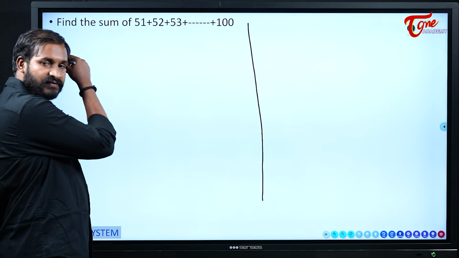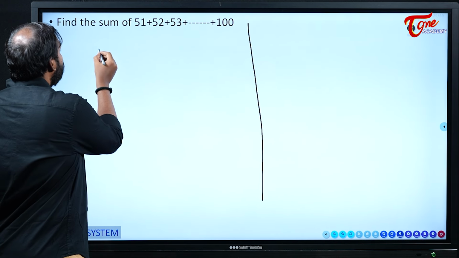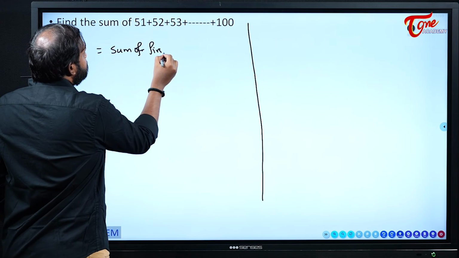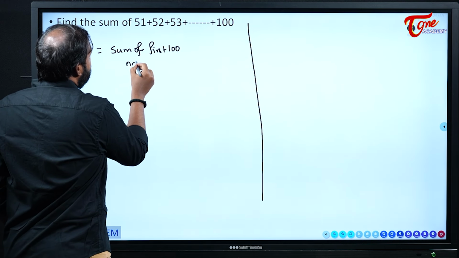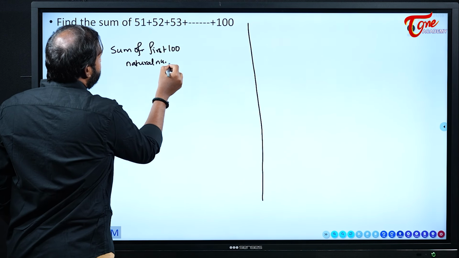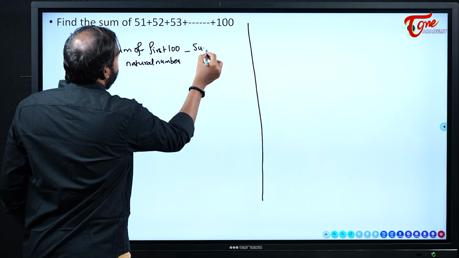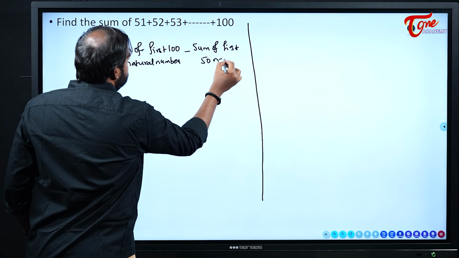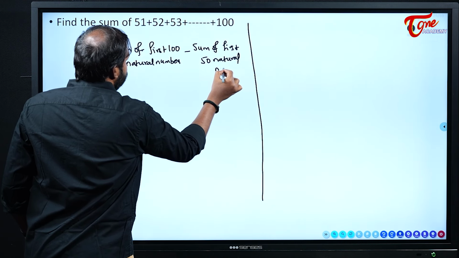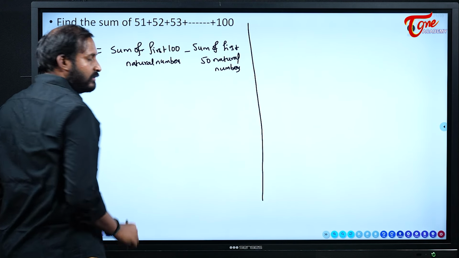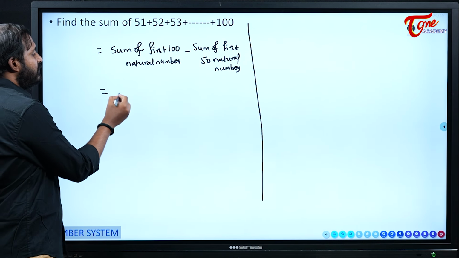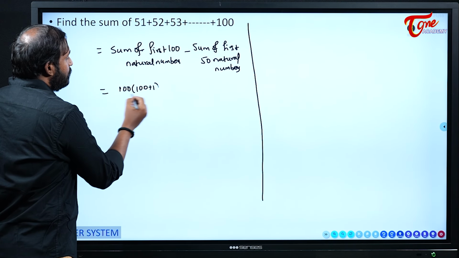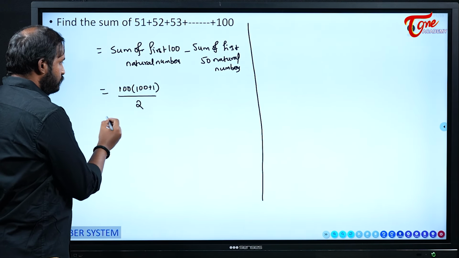See, if I use the sum to n natural numbers concept, how can I get this? Sum of first 100 natural numbers minus sum of first 50 natural numbers. You can use this formula. Sum of first 100 natural numbers means 100 into 100 plus 1 by 2. So what will you get?